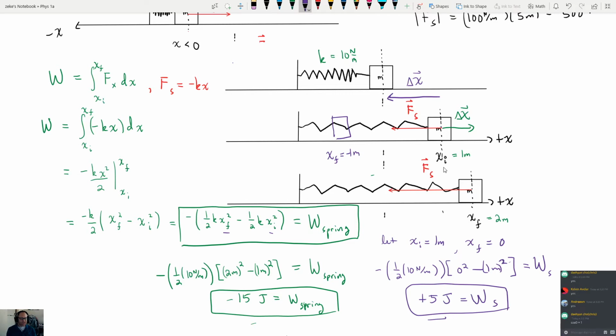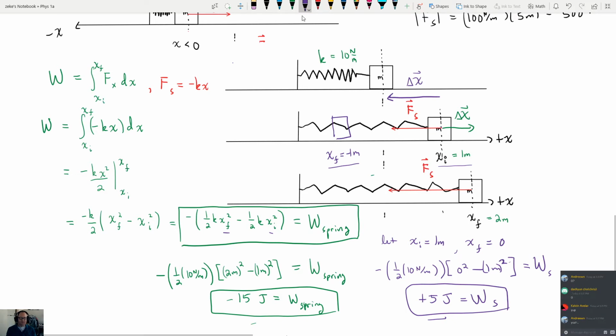So if we choose x initial is positive 1 and x final is negative 1, what would the work done by the spring be? That would be 0, right? Exactly. Because then it'd be 1 meter squared here and 1 meter squared here, and you just subtract them and you would get 0. Now, does that make sense? On the right-hand side, the spring is going to do positive work to get back to 0.